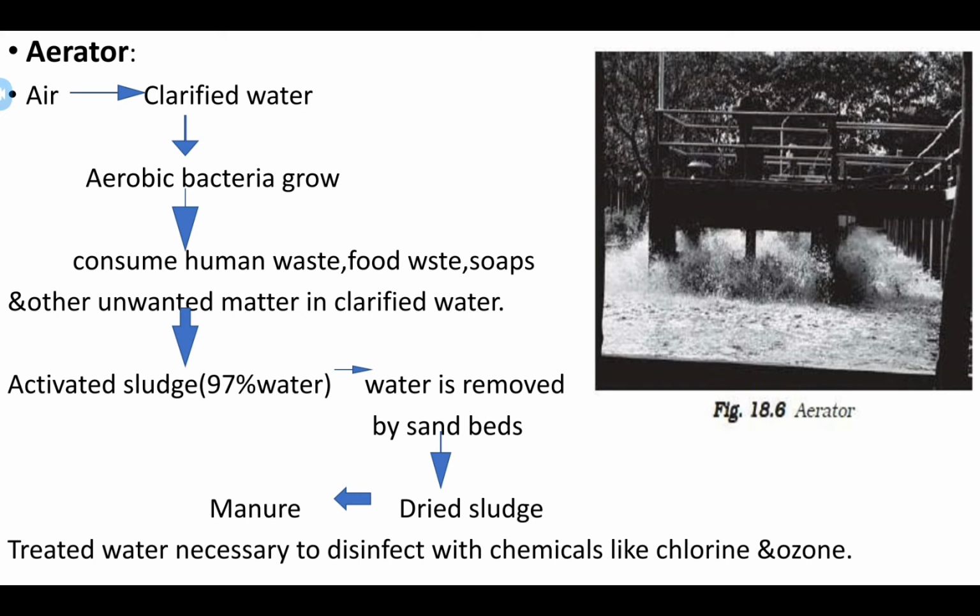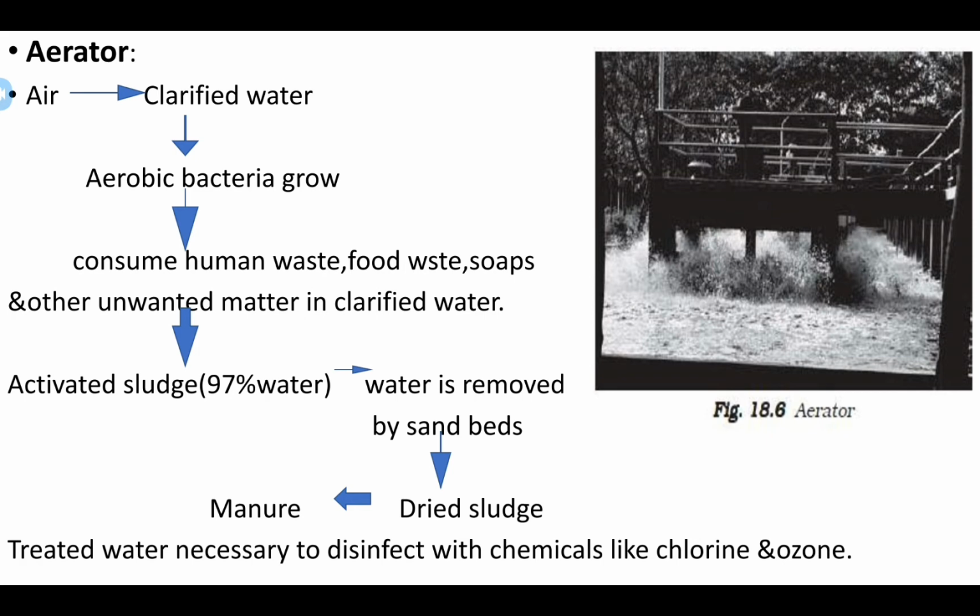What is aerobic bacteria? These bacteria can survive only in the presence of oxygen. In order to fulfill the oxygen need of these aerobic bacteria, we pump some air. Then they can get the oxygen. They increase their population and they can break down human waste, food waste, soaps and other unwanted matter in the clarified water. Then this water becomes more clear.